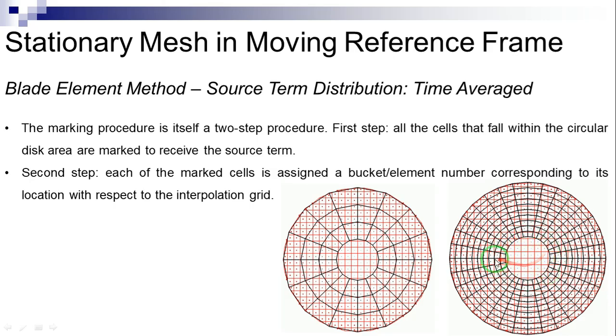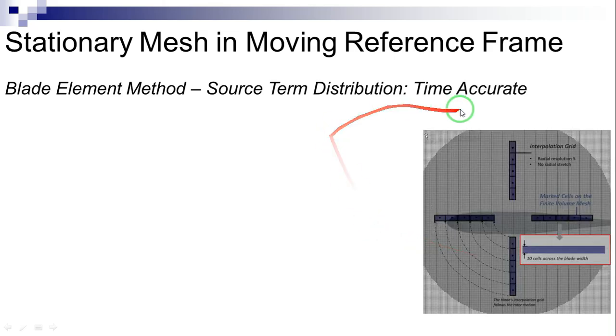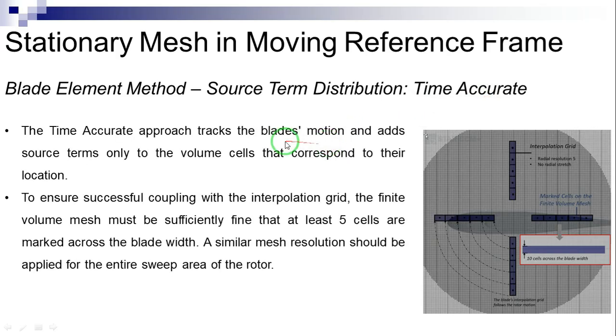Source term distribution, time accurate. The time accurate approach tracks the blade's motion and adds source terms only to the volume cells that correspond to their location. For the rotor with 4 blades, the cells are marked as shown here in this figure according to the blade shape and location specified within the disk geometry node.